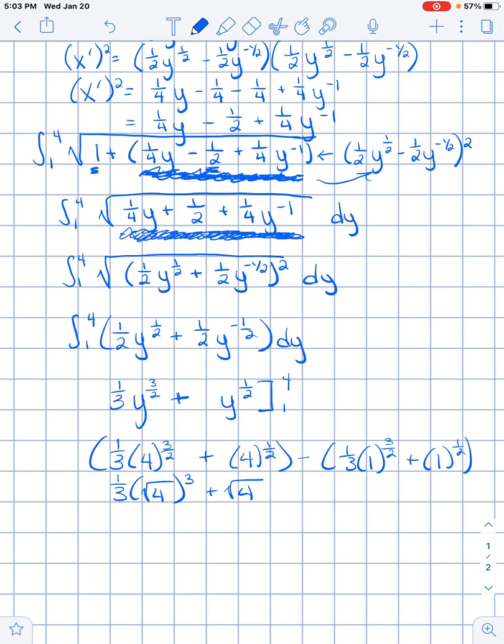Okay, let's see. Square root of 4 is 2. 2 cubed is 8, 8/3 plus 2 minus 1 to the 3/2 is 1 times 1/3 is 1/3. And then this is just 1. And then if you combine those, 8/3 minus 1/3 is 7/3. 2 minus 1 is 1. If you wanted to combine those, you could, but you didn't have to. That's the length. 10/3 units. And if I told you units, you would just put units, but it's 10/3 units long. That's how long that curve is.